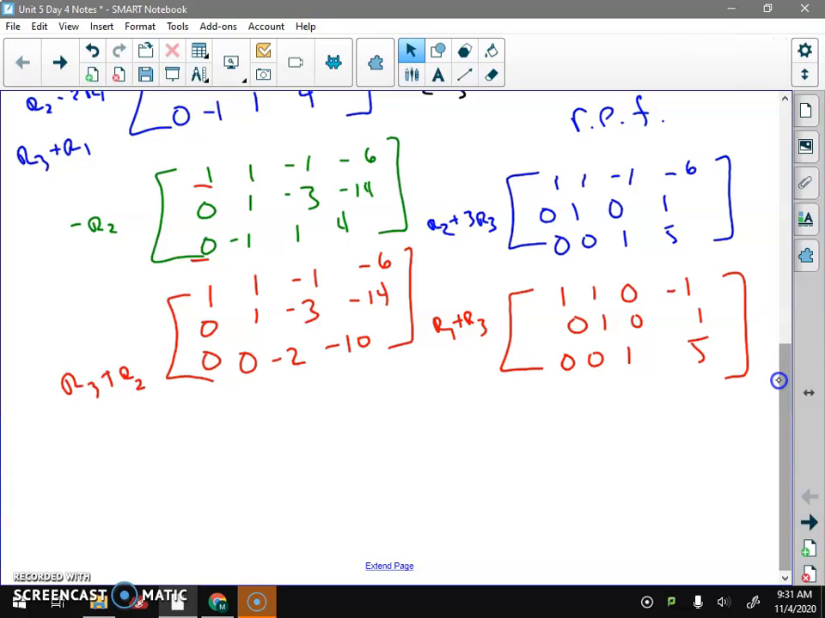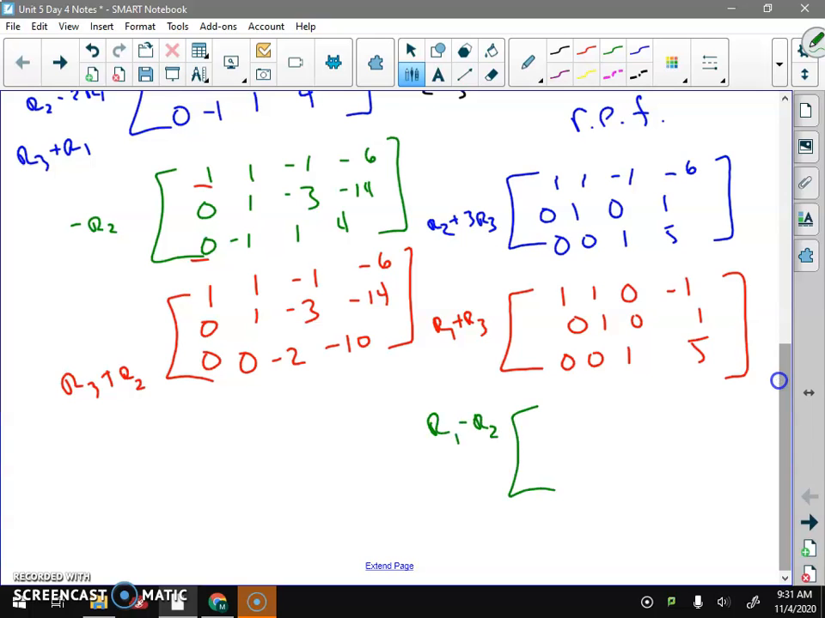And our last iteration, row 1 minus row 2. 1 minus 0 is 1. 1 minus 1 is 0. 0 minus 0 is 0. Negative 1 minus 1 is negative 2. 0, 1, 0, 1. 0, 0, 1, 5. There's my solution. X, Y, Z. Ordered triple: negative 2, 1, 5.